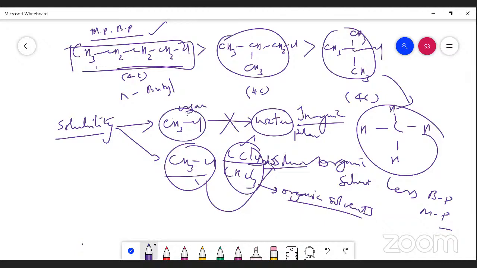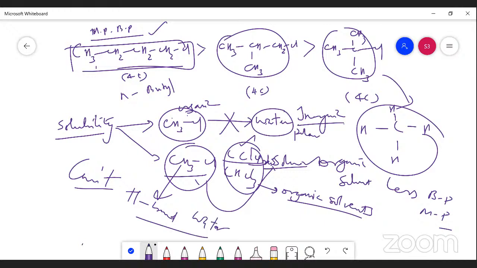The point is here, right? Also, this cannot form a hydrogen bond with the water. This is not forming a hydrogen bond with the water. So that's why these alkyl halides are not soluble in water, whereas these alkyl halides are soluble in organic solvents like chloroform and carbon tetrachloride. Next, the things about solubility are very clear.